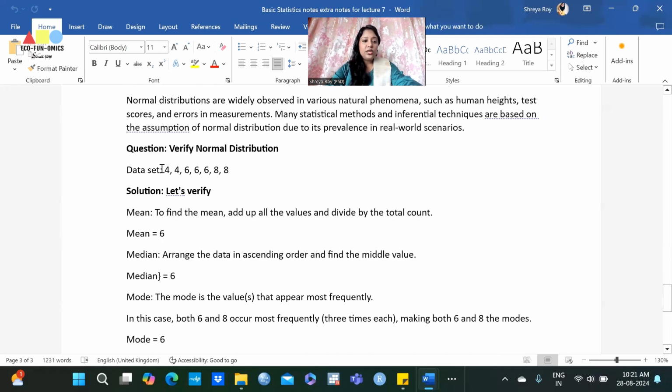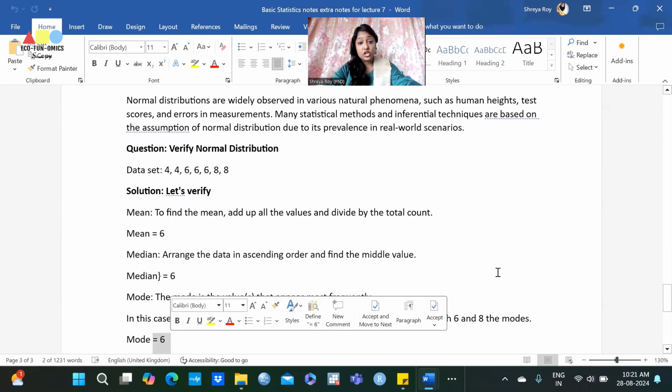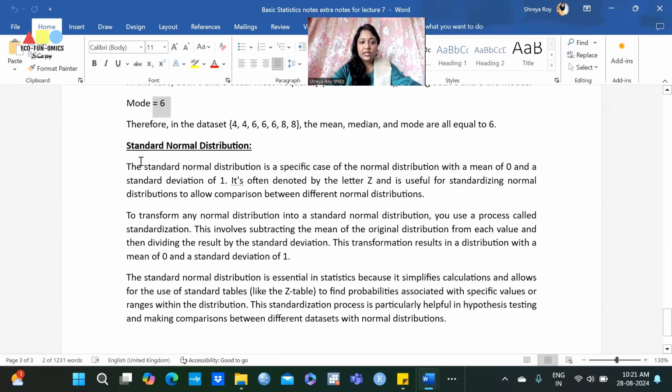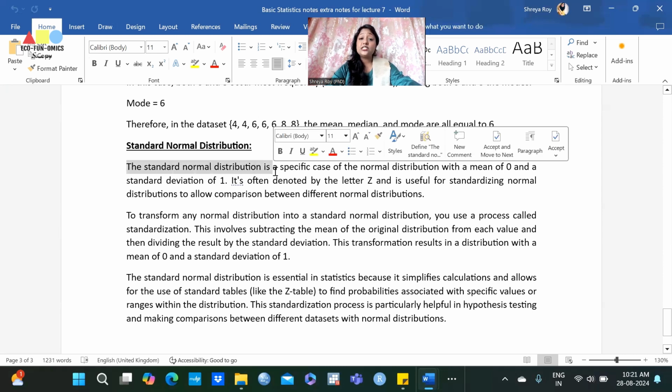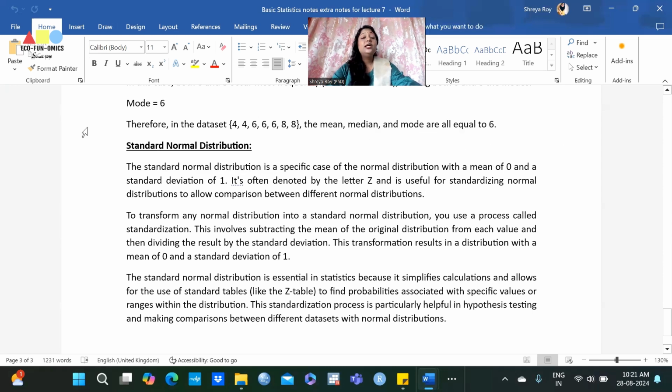For example, over here, we see that the mean is 6, median is 6, and the mode is also 6. So we say that the data is normally distributed. Now let's come to standard normal distribution. Standard normal distribution is a special case of normal distribution in which mean is equal to median is equal to mode is equal to 0, and the standard deviation is equal to 1. So the main criteria is that the mean should be equal to 0 and the standard deviation should be equal to 1. Okay, that's about it for central tendency.